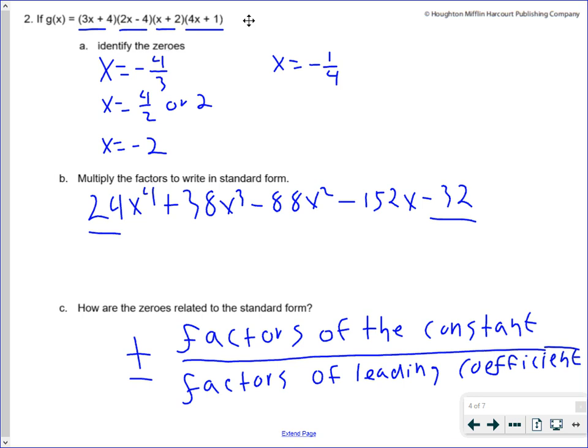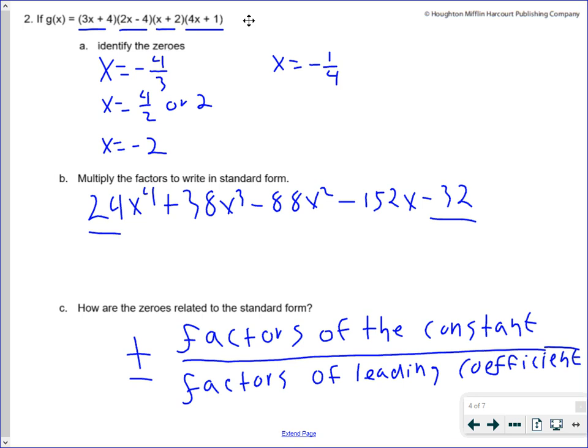All right. And finally, for C, how are the zeros related to the standard form? We talked about that in the previous slide: all our zeros are always going to be factors of the constant divided by factors of the leading coefficient. So we go back to our zeros here. Our first zero is -4/3. 4 is a factor of our constant of -32, so that holds. 3 is a factor of 24.